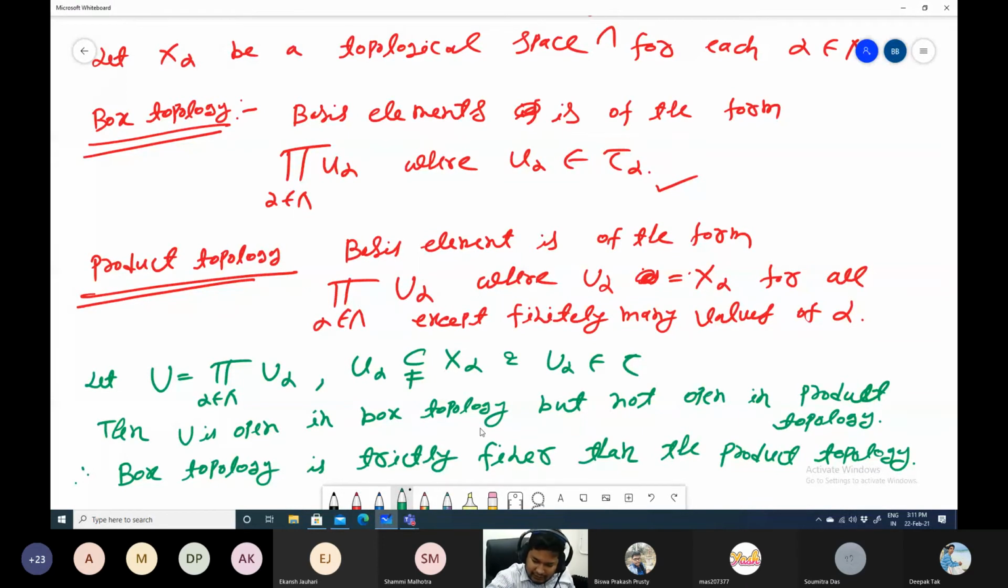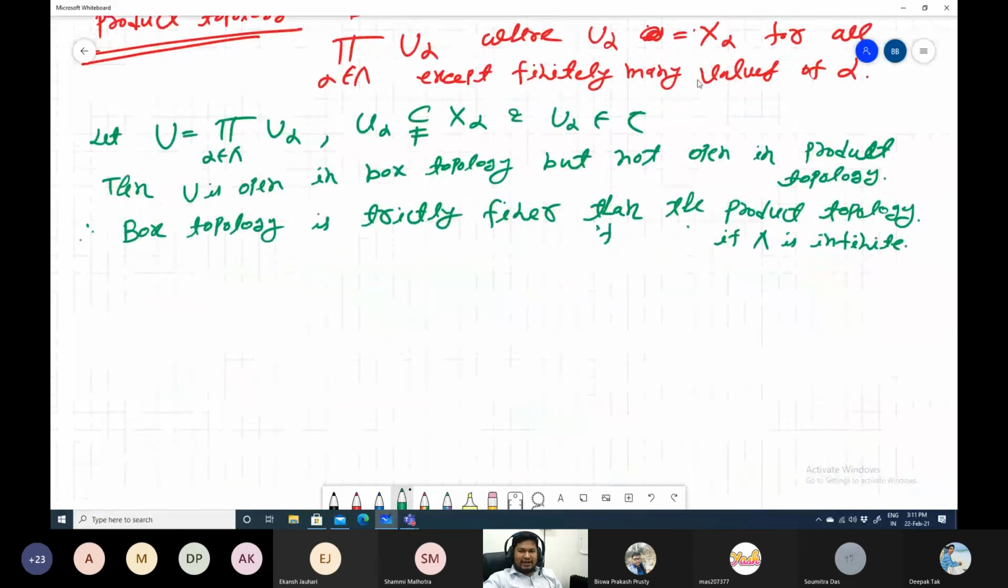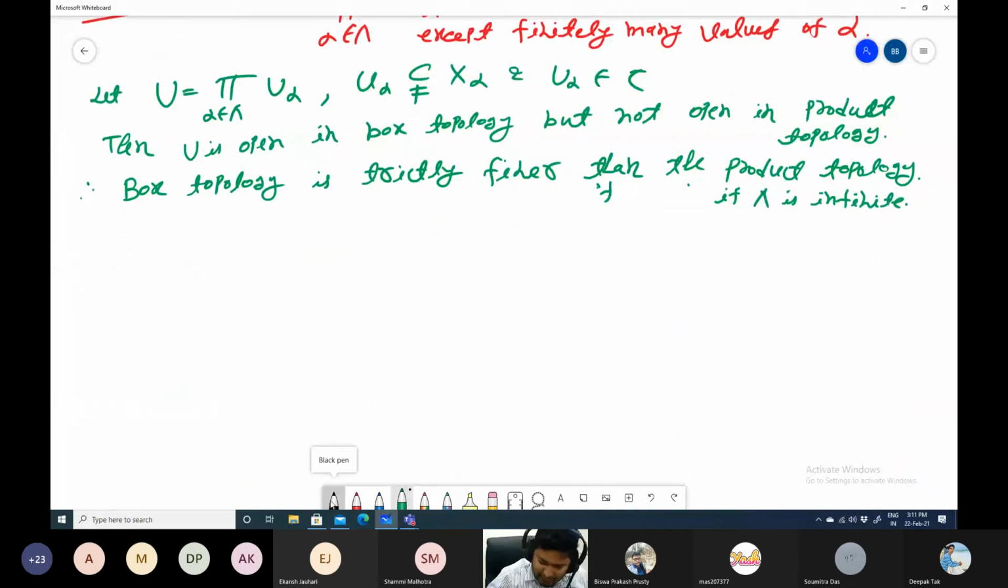I should write here, right? The box topology is strictly finer than the product topology if the index set is infinite. I should mention that. Good point. Now note that, this is the generalization of this one. Now why is product topology a generalization actually? Now note that.